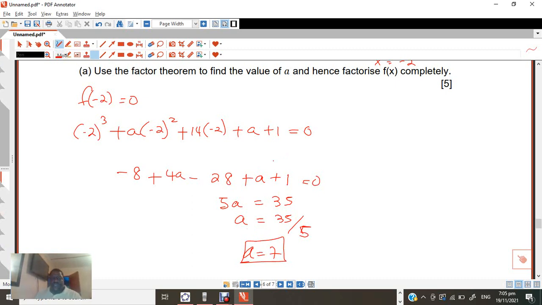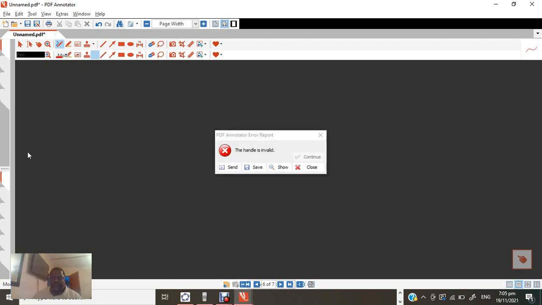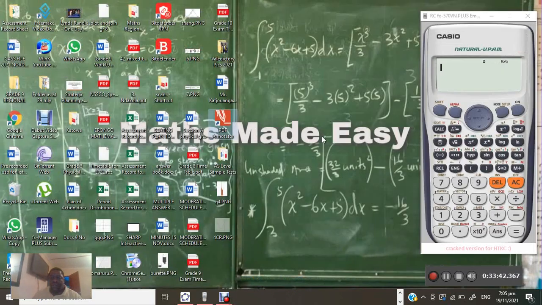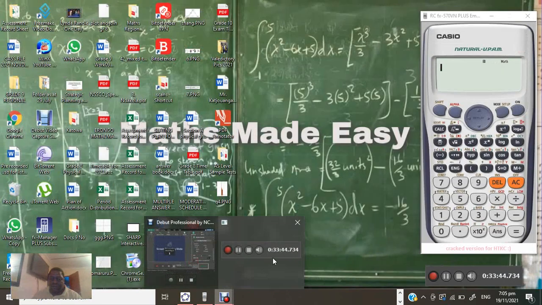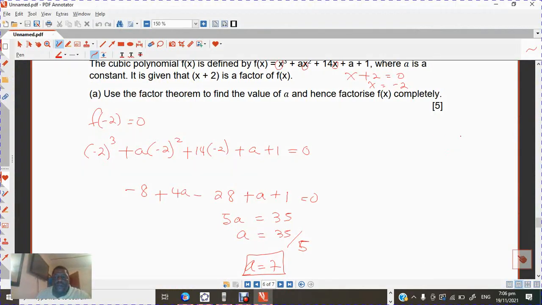Right, but they say this is used to find the value of a, and now we did find the value of a, but that is not what it's all cracked up to be. So we have now found the value of a, but now we have to factorize completely.